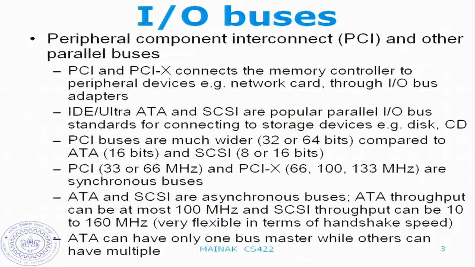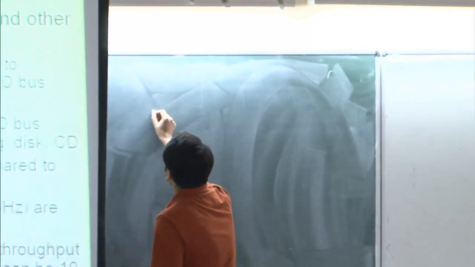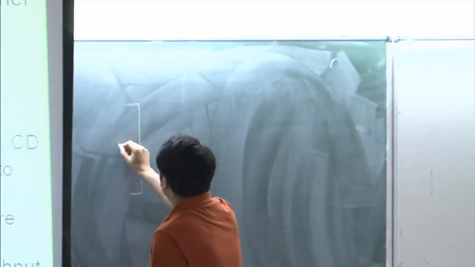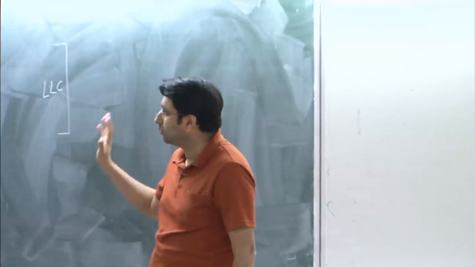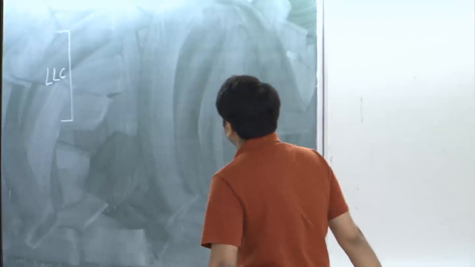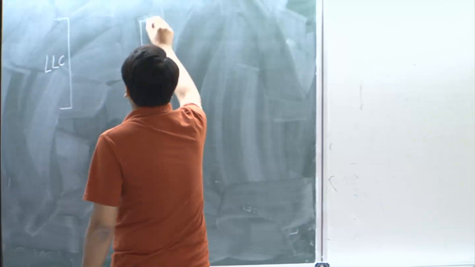By the way, before that, a particular computer system looks something like this. So let's say this is your last level cache controller. You have seen that side very much. You have spent most of the semester looking at that side, the processor pipeline and the cache hierarchy and all these things. We've talked a little bit about memory controllers as well.